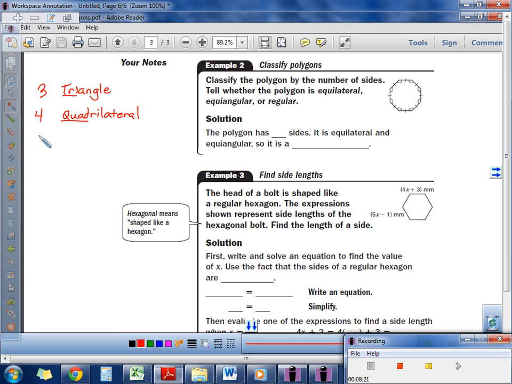Tri is 3. 5, pentagon. There's a special government building named Pentagon. It has 5 sides. And that's that pent. Penta means 5. 6, hexagon. Hexagon. I have a trick for that one. 6 and hex, they both have X's. Hexagon, 6, they both have X's.